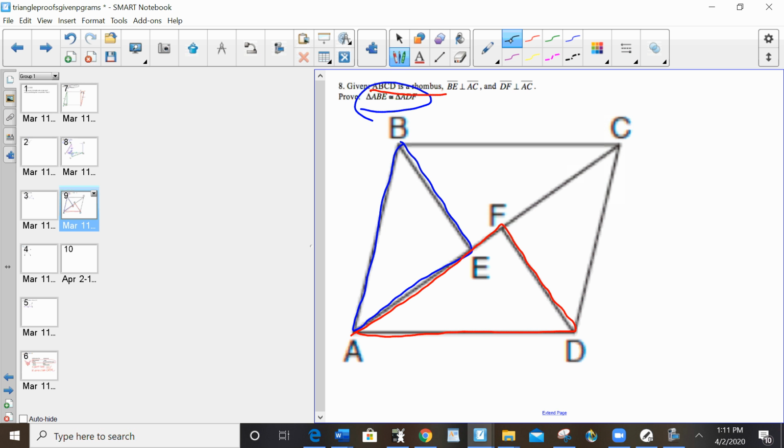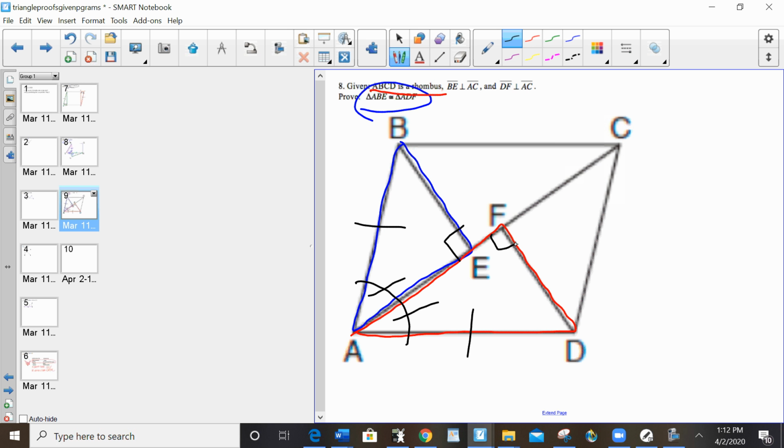Okay, a rhombus has all sides congruent. AB and AD are sides of the triangles that you're trying to prove. A rhombus has diagonals that bisect the angles. Those are angles of the triangles you're trying to prove. That's two pairs of things congruent. It then is telling me I have some perpendiculars, so BE and AC makes this a right angle. DF and AC makes that a right angle. That gives me AAS. No CPCTC in this example, since they're not asking us to prove a side or an angle.